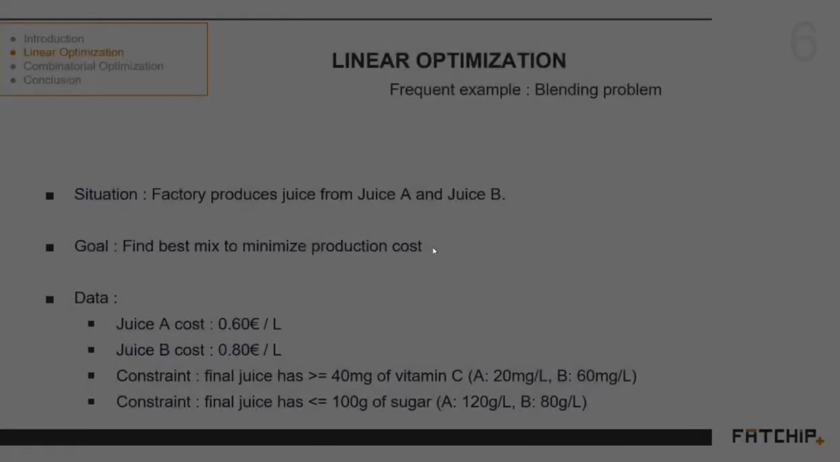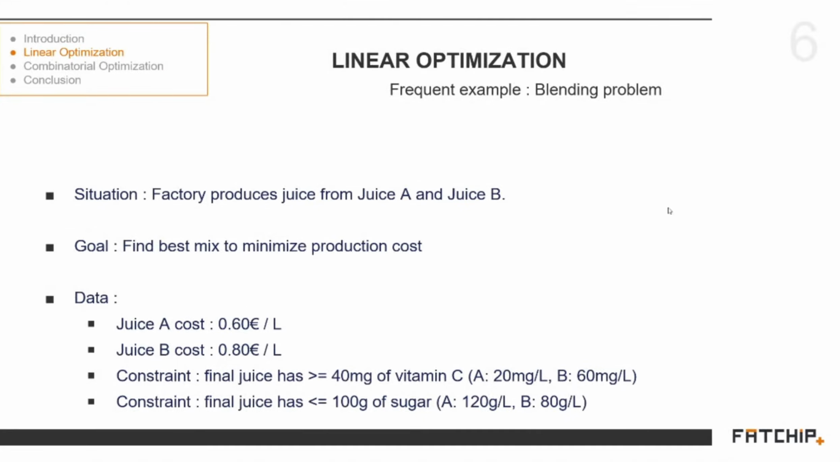And one specific example of this, the blending problem, which is quite well known actually. If we take the situation of a factory that produces juices, for example, based on two ingredients, A and B, the target would be to produce this final juice with the minimum cost. So using exactly the correct amount of juice A and B to have the lowest cost at the end, but respecting some constraints.